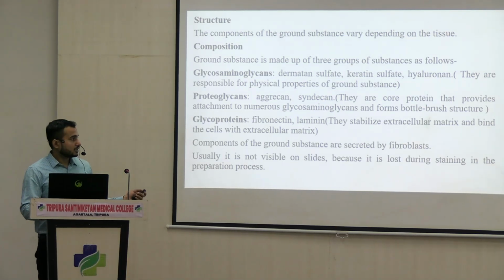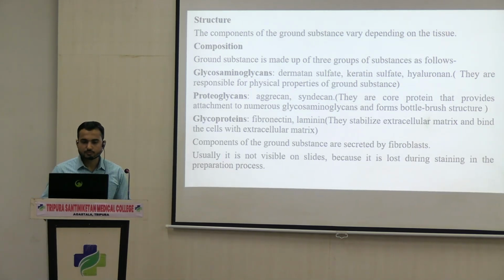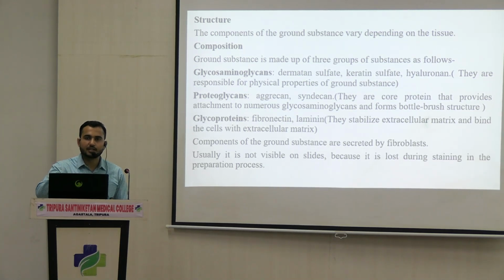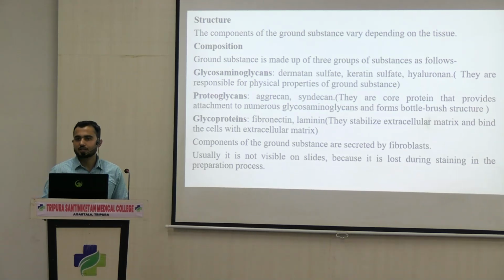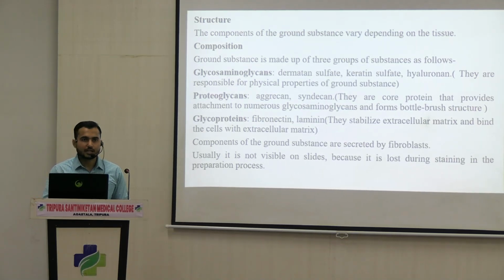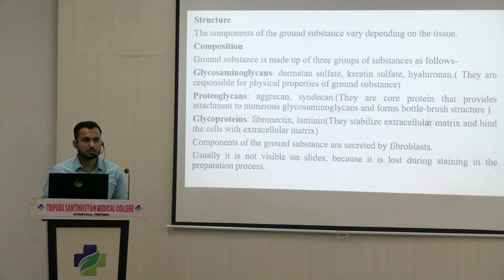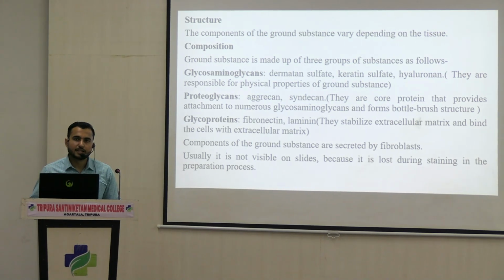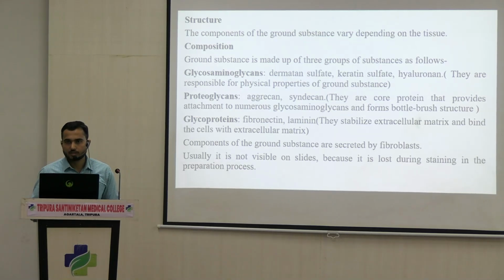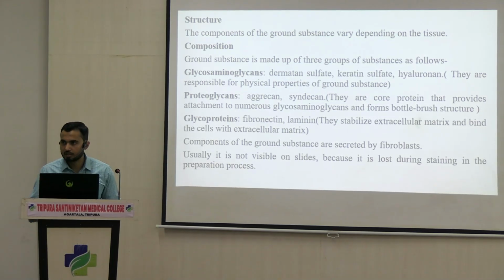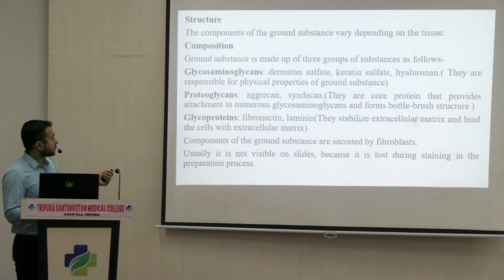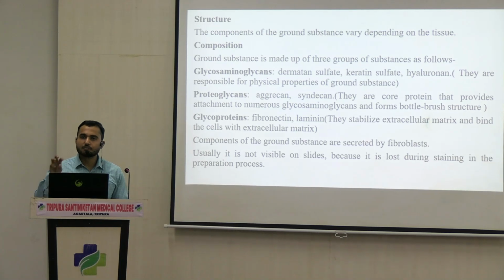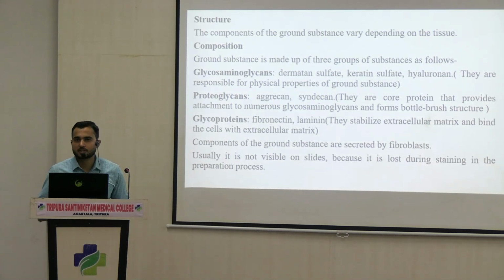Next, if you see the structure of the ground substance, what will be the composition? Structure means you must know what is present inside the ground substance. So three things are present. I hope you have seen that in connective tissue, most of the things are related to three only. Fibers are also three, components are also three, in ground substance again three components are there. Most of the things are three in case of connective tissue. So glycosaminoglycans are there, proteoglycans and glycoproteins. These are the major constituents of ground substance.